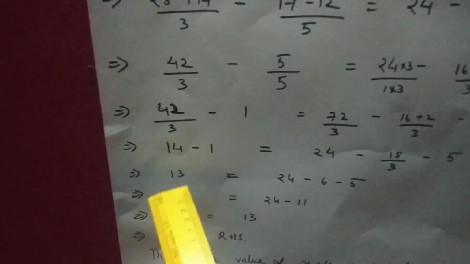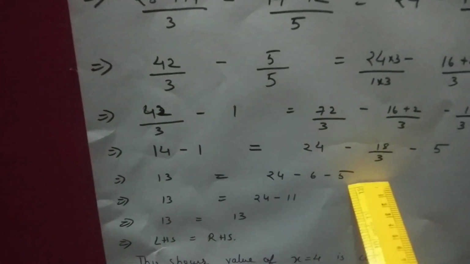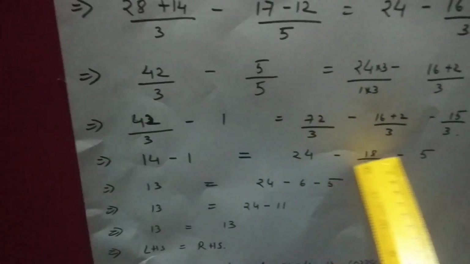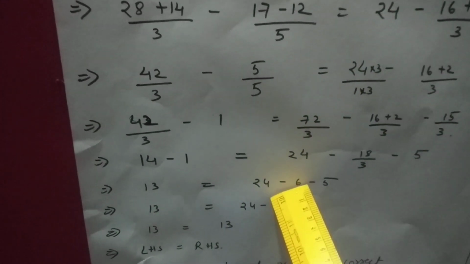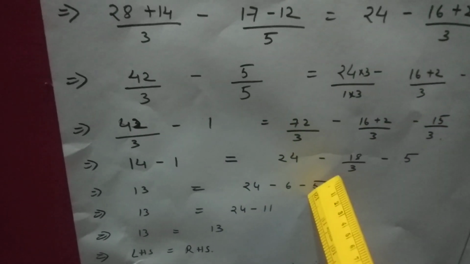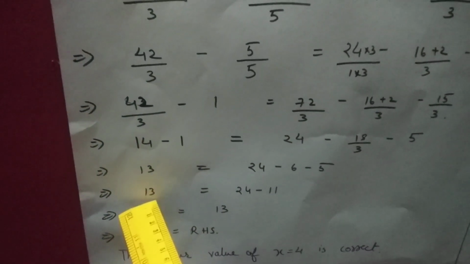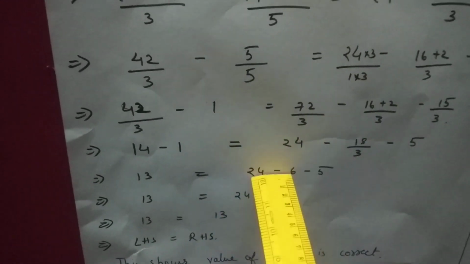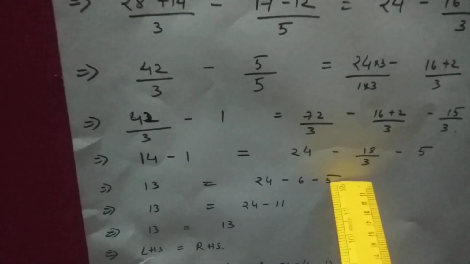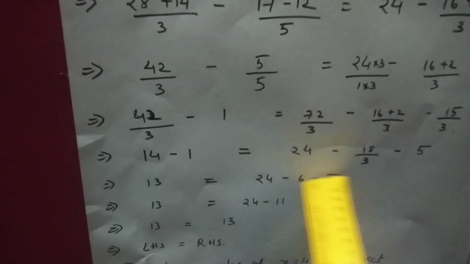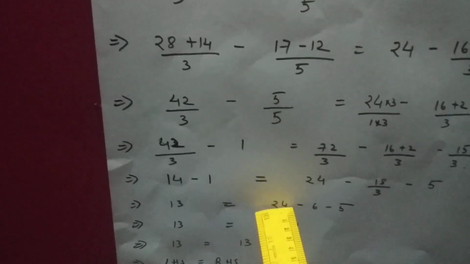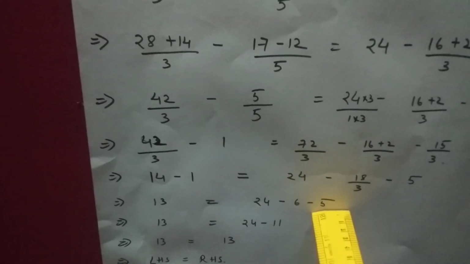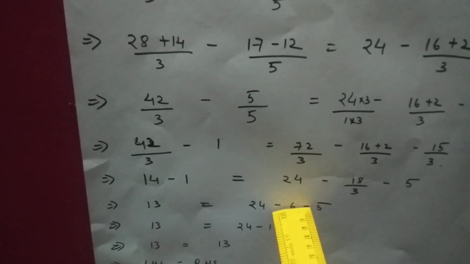Okay. Now next step, we will simplify more. 24 we got. 18 divided by 3 is 6. Here it is 6. 5. We will put it down as it is. In next step, we will simplify more. See, now this part, 6 and 5 are negative numbers, and 24 is positive. So first we will solve the negative numbers according to the BODMAS rule.